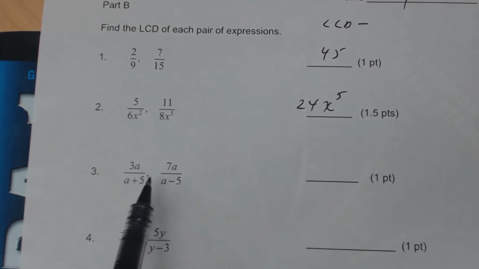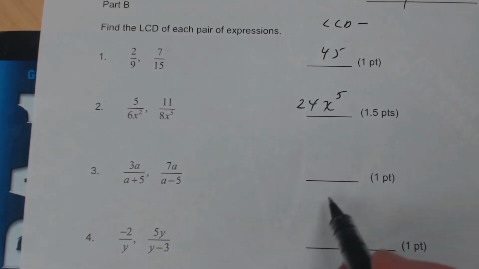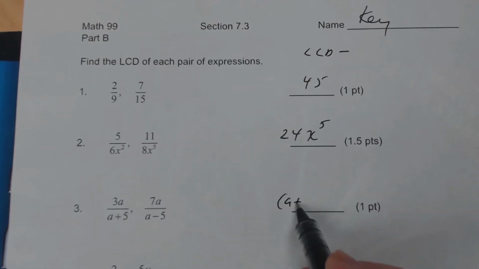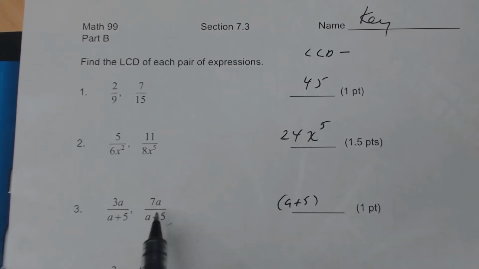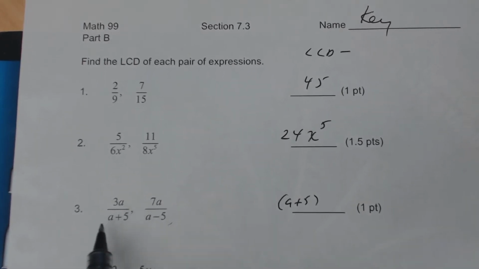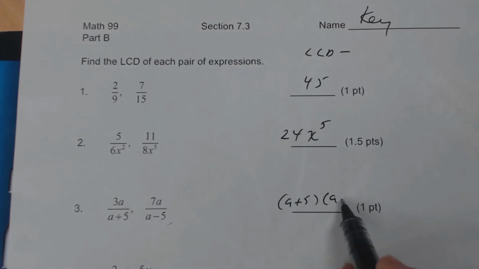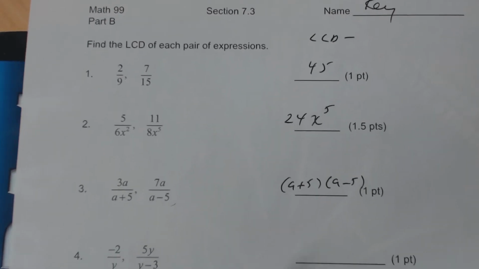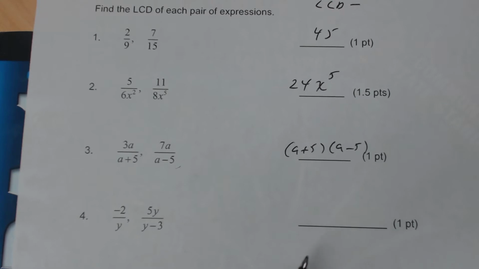Okay, so I have one factor of a plus 5 here. There's none here, so I'm going to need 1. So far I have a plus 5. My next factor is a minus 5. I have one factor here. I don't have any here, so I need 1. So there's your LCD. Your LCD is a plus 5 times a minus 5.